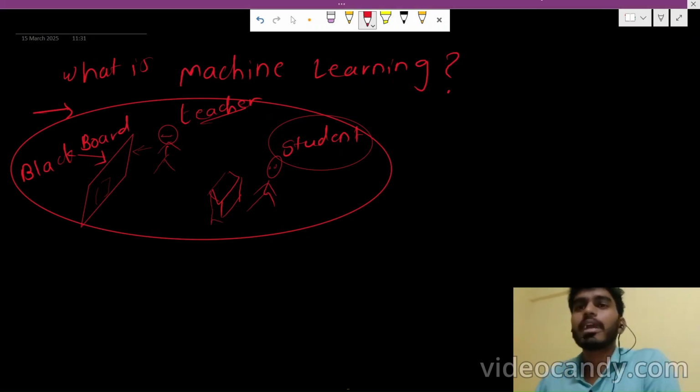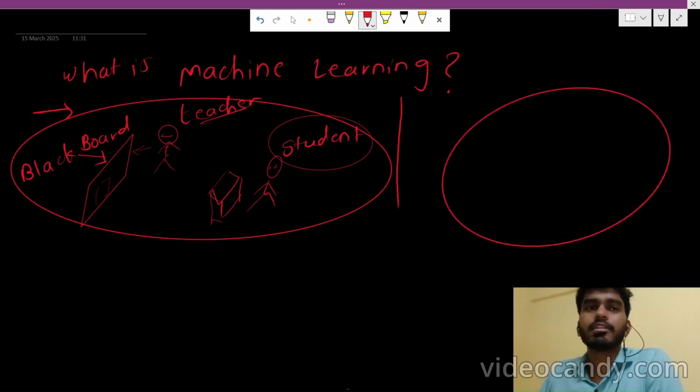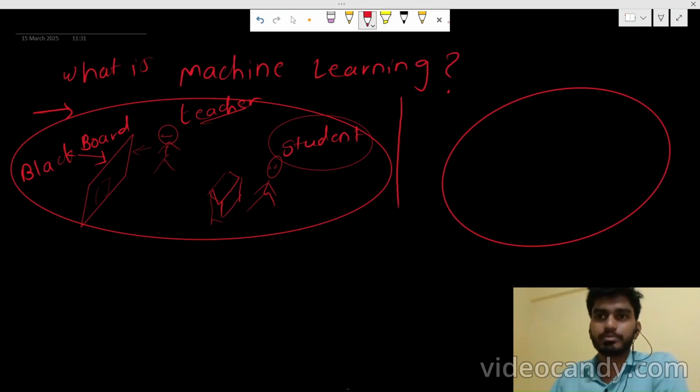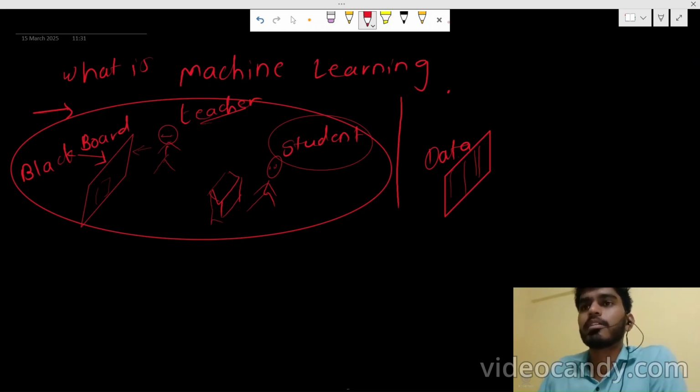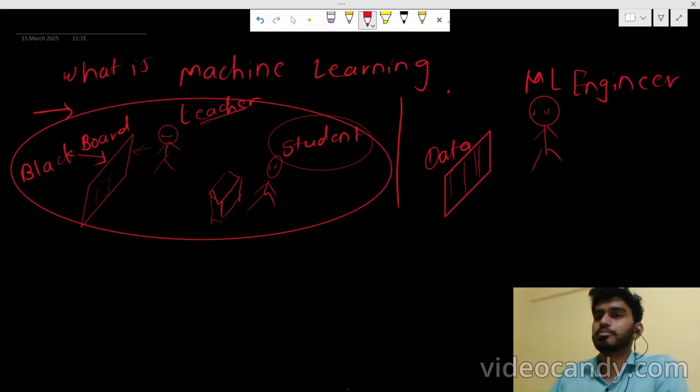In parallel, I will draw the diagram which is the correlation between machine learning and the real life student and teacher relationship. Here the blackboard refers to data. It's a CSV file maybe or Excel file, doesn't matter. The machine learning engineer, ML engineer. And here is the model.